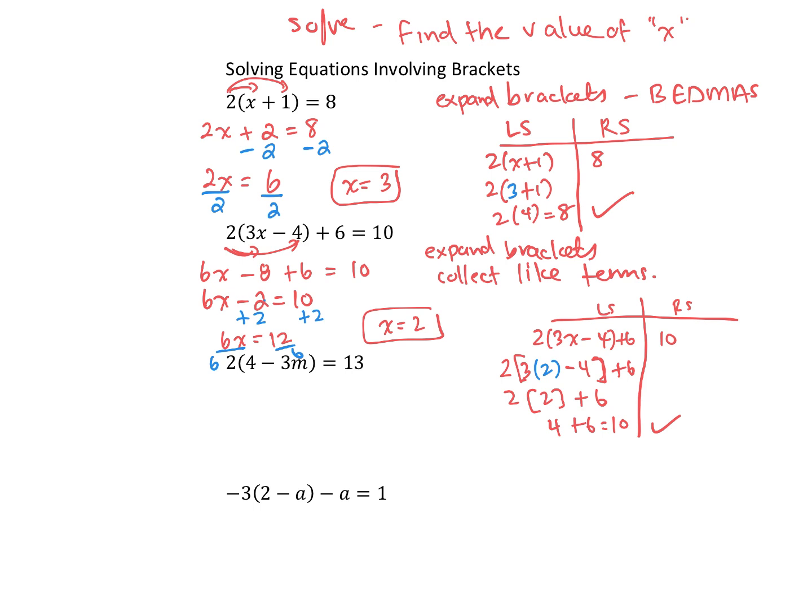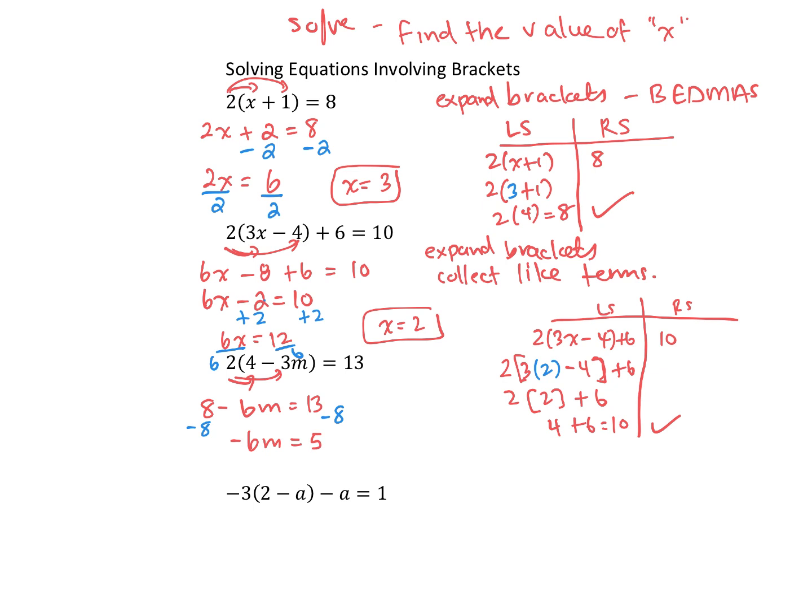Okay, in the next example, we have 2 times 4 is 8, and we have 2 times negative 3m is negative 6m. So I've got only m's on the left, so I want to get rid of this 8. So I'm going to do the opposite. 8 minus 8 is 0. I'll do the same on the other side. So that leaves me with negative 6m, and 13 minus 8 is 5.